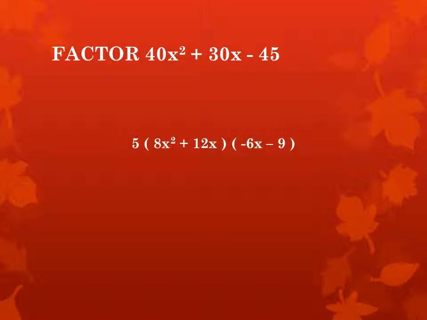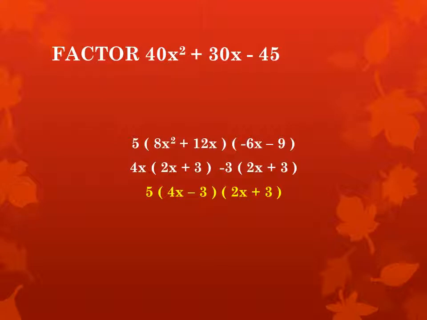Grouping our terms together, we get 5 times 8x squared plus 12x and negative 6x minus 9. Factor out common factors to leave you with 4x times 2x plus 3 and negative 3 times 2x plus 3. When rewriting the equation, don't forget about the 5 already factored out in the beginning. So your final answer is 5 times 4x minus 3 times 2x plus 3.